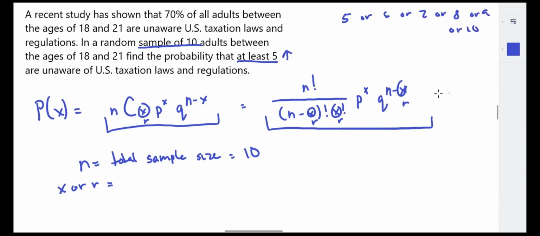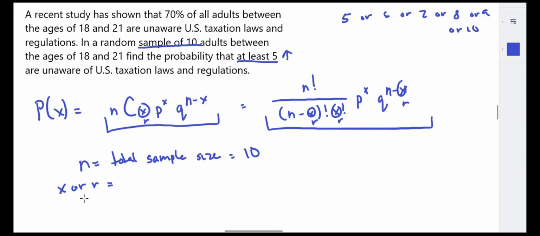I can't go above 10 though because my sample size is 10. R or X can never be bigger than N. It can be the same size or smaller, but it can't be bigger than that. So I actually have 1, 2, 3, 4, 5, 6 different possibilities for X or R, which means I'm going to have to do 6 different calculations.